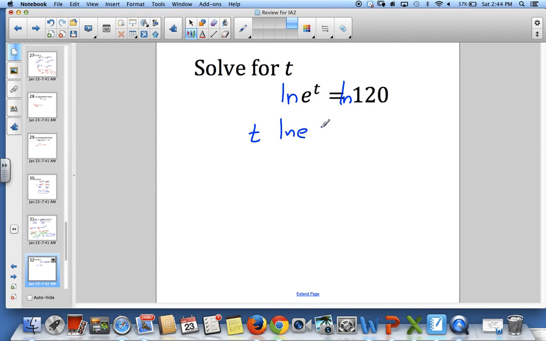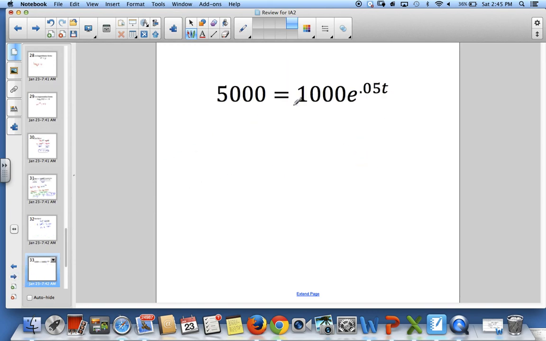ln of e equals ln of 120. But the ln of e is just 1, so I don't need to divide by ln of e because that's the same. That's just 1. So t equals the ln of 120, which is 4.787. Okay, and the next problem here, similar.